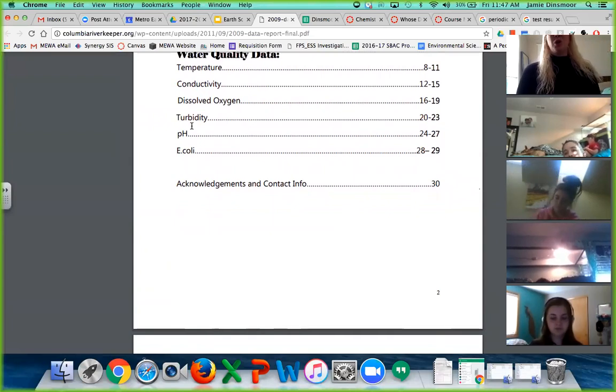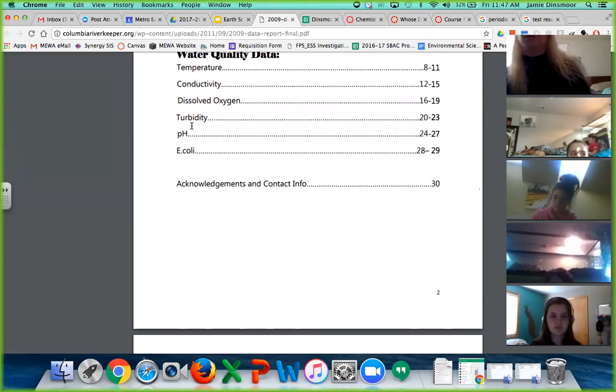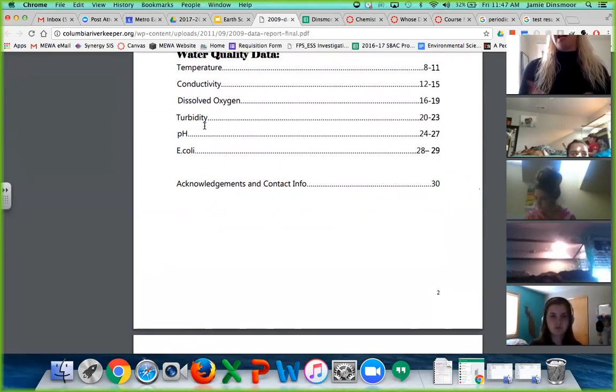You guys know, if you go in the Columbia River, it's not the prettiest river, and it feels kind of slimy in there. The turbidity is not super great. You can't really see all the way to your feet if you're standing in the water. E. coli is a kind of bacteria that they tested for rather than fecal coliform, right?